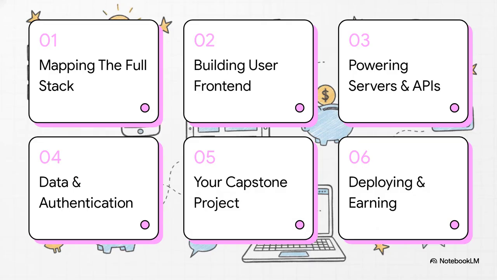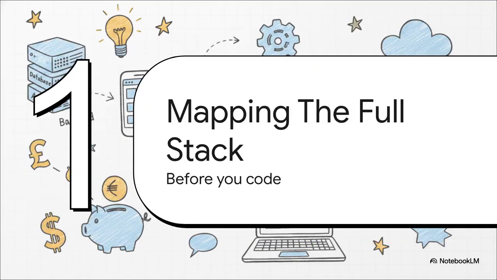Okay, let's dive into this roadmap. We're going to start by mapping the full stack. Then we'll move on to building the user front end, powering servers and APIs, managing data and authentication, building your capstone project, and finally, deploying those projects and actually earning from them. First up, mapping the full stack.